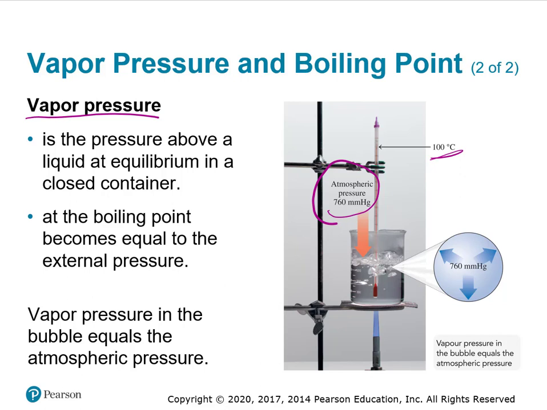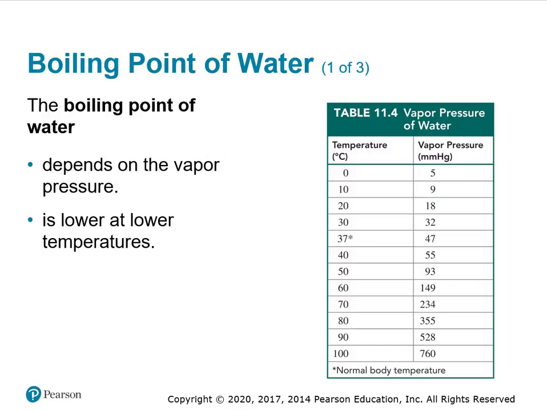And the vapor pressure that's in the bubbles at the boiling is 760 millimeters of mercury. It equals one another. The boiling point of water depends on the vapor pressure and is lower at lower temperatures. Look at this. The vapor pressure of water at 0 degrees Celsius is 5 millimeters of mercury, compared to at 100 degrees Celsius, where the vapor pressure is 760 millimeters of mercury.